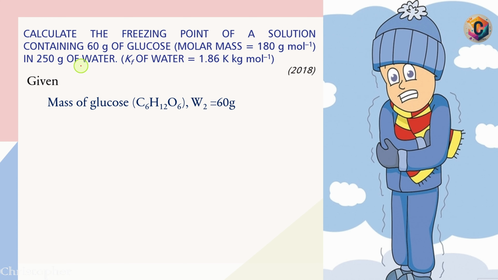Then write all the given data. The mass of glucose taken is 60 gram. How can I write the mass of glucose? For mass, I'm going to use the letter W. Since glucose is acting as a solute, I'm going to use the number 2. The solvent here is water, so for the mass W of the solvent, I'm going to use subscript 1. And it is 250 gram.